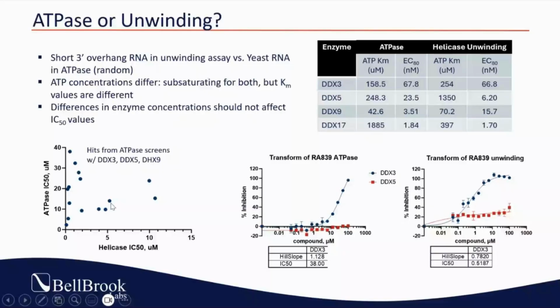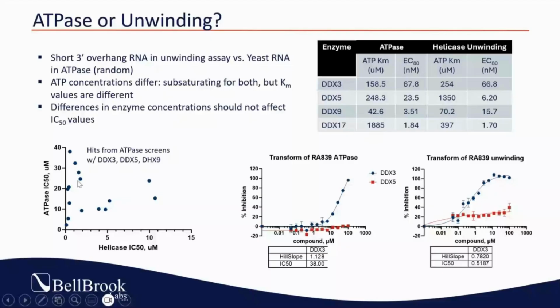So for a number of inhibitors, there was a pretty good correlation where the IC50 in the Helicase assay was about 2-fold lower than in the ATPase assay. So they're pretty similar, but interestingly, just a bit lower in the Helicase assay than the ATPase. But then there was another subset where they were much more potent in the Helicase assay than in the ATPase assay.